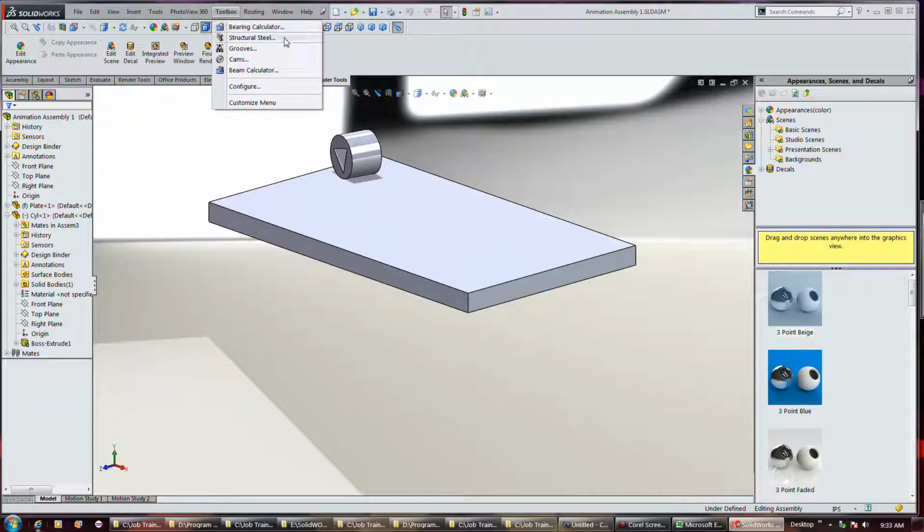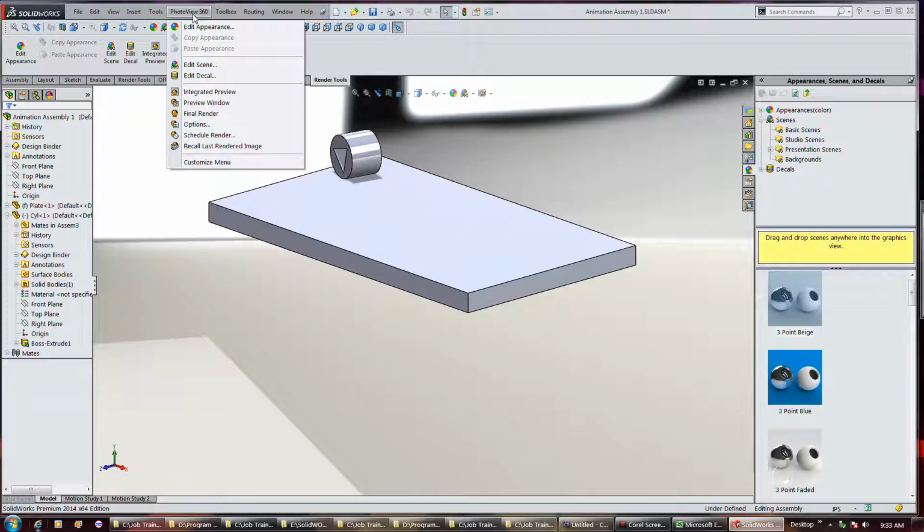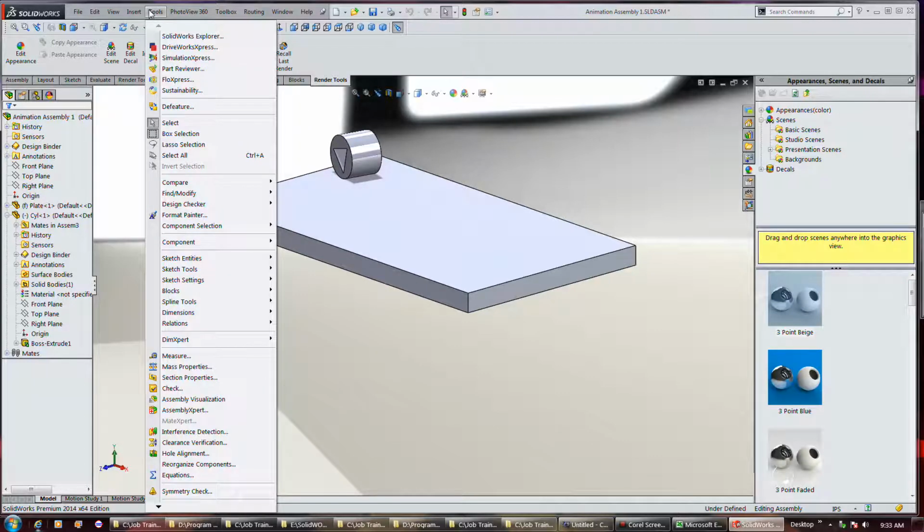Bearing calculator, structural steel grooves, cams, beam calculator, but they don't have anything for a task scheduler that I've noticed. But anyway, the point is, it's a pretty good little thing that could come in handy in certain circumstances.